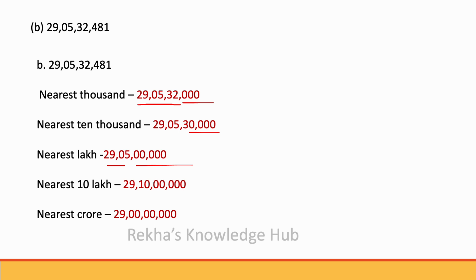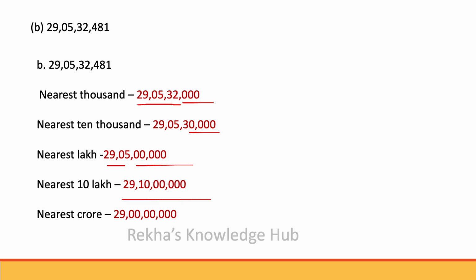Then to the nearest 10 lakh. See, at the 10 lakhs place we have 0. To its right we have 5. 5 is greater than or equal to 5. So add 1 to the digit at the 10 lakhs place. 0 plus 1 is 1. This becomes 1. The remaining digits 0. So 29, 1, 0, 0, 0, 0, 0, 0.